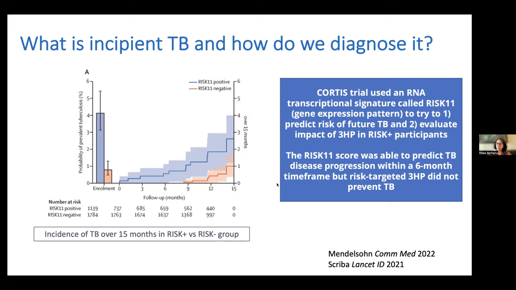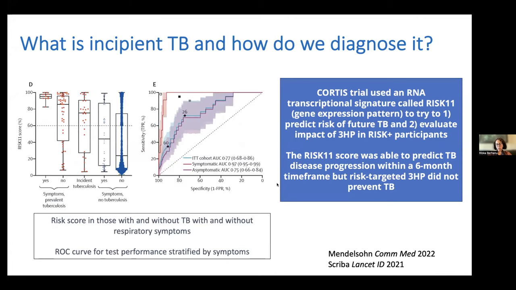So they stratified people who are Risk11 signature positive and Risk11 signature negative, and in a placebo-controlled trial, they gave half of them 3-HP, which is 12 weeks of weekly isoniazid and rifapentine. And that was what the Cordis trial did. And on the next slide, I'll show you what the results of the trial were.